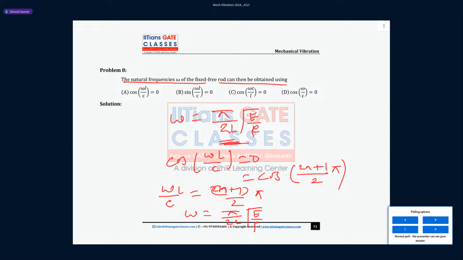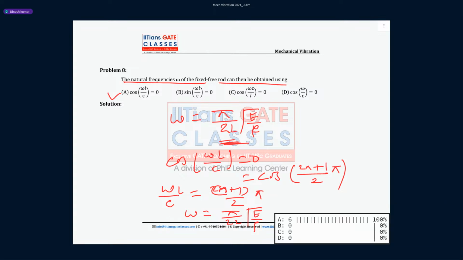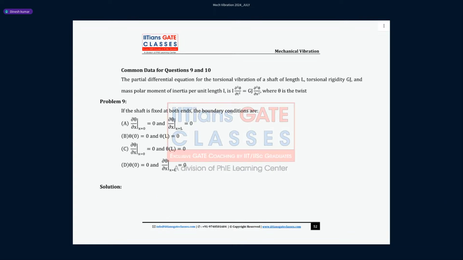So A is again the answer, cos of omega L by C equal to 0. So A is the answer. Right. So questions are not tough if you understand continuous vibration of continuous systems. Questions are based on governing differential equation, boundary condition, and related to natural frequency. So read the question, what it says.